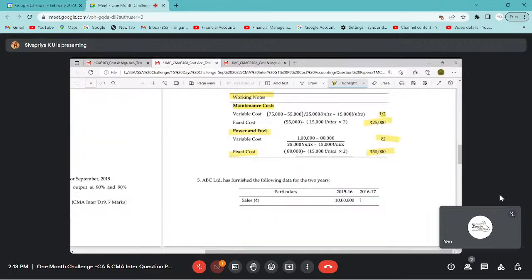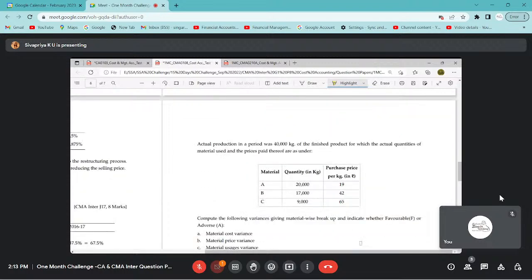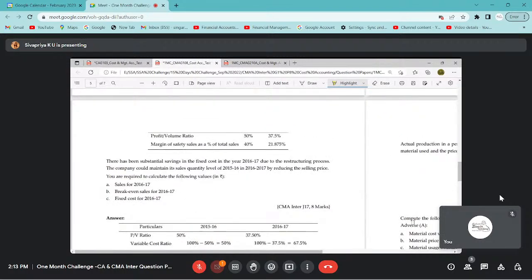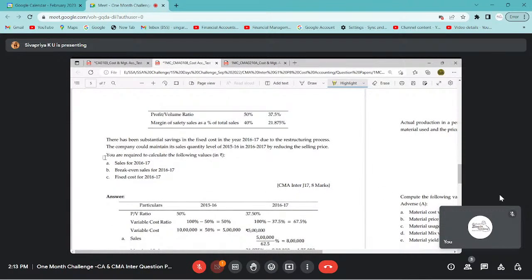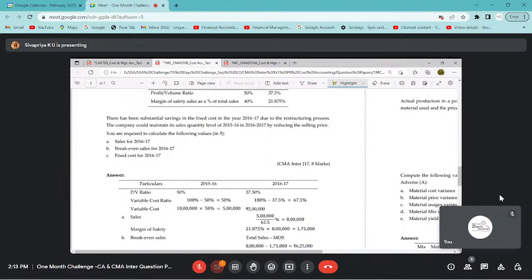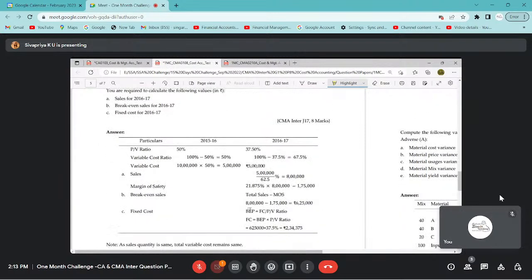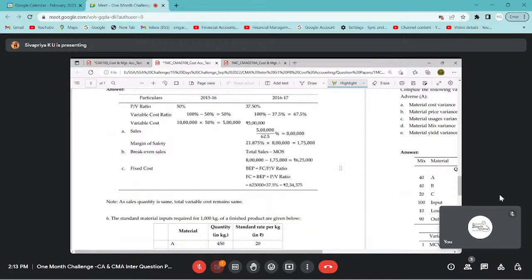So next one is question number 5. The sales data for 2 years, 15-16 as well as 16-17, is given for PV ratio and margin of safety as a percent of total sales. So you have to find the sales for 16-17, break-even sales as well as the fixed cost. So the answer is, sales for the year will be 8 lakhs. Break-even sales will be 6,25,000. Fixed cost will be 2,34,375.